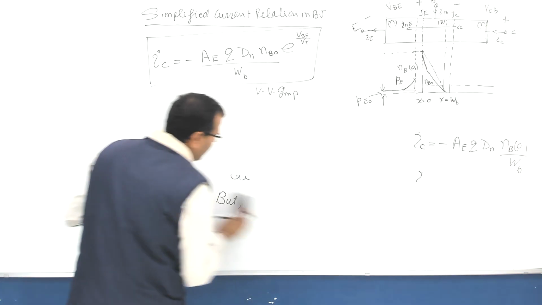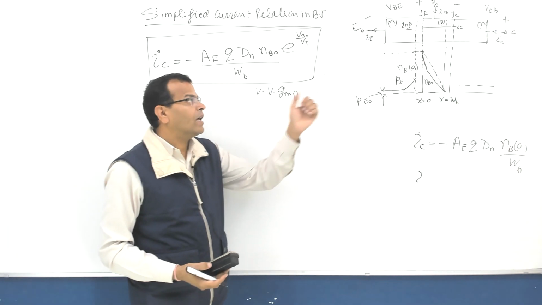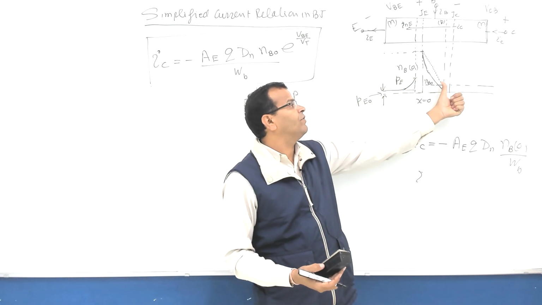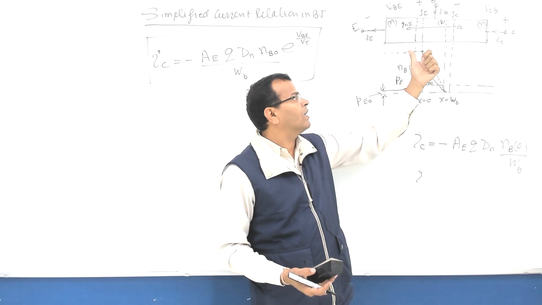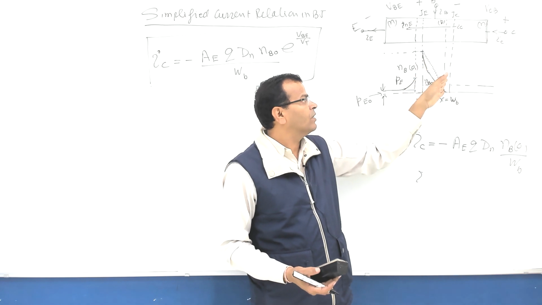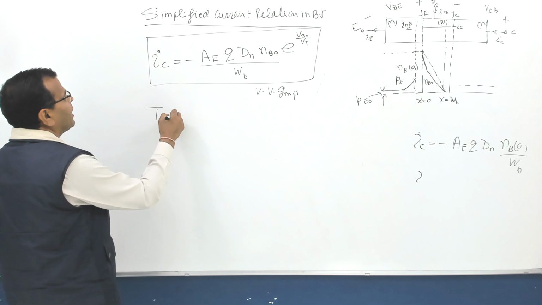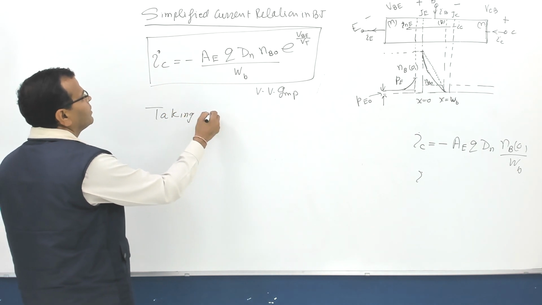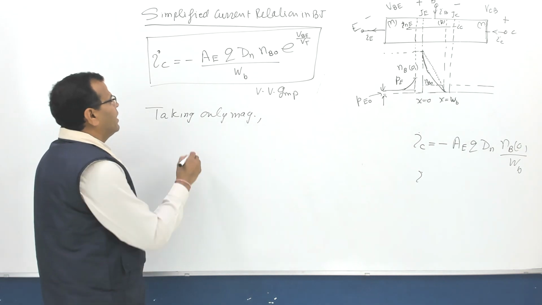But remember, this was a negative sign. It means current is moving in the direction where this concentration has a negative slope. It has a negative slope in this direction, but current is moving in this direction. Taking only the magnitude of current, I am not concerned about the direction.